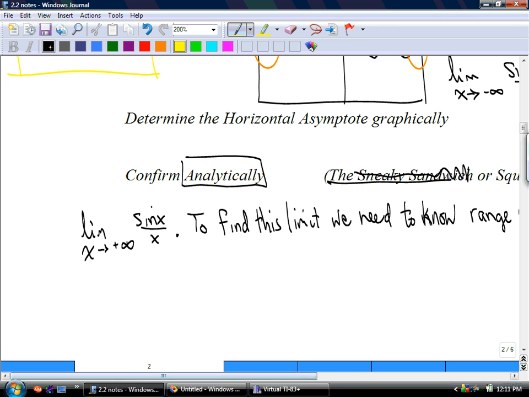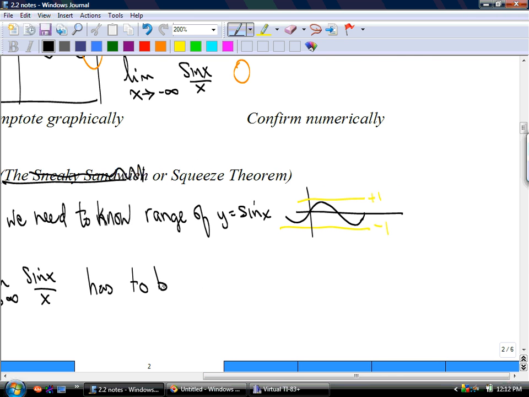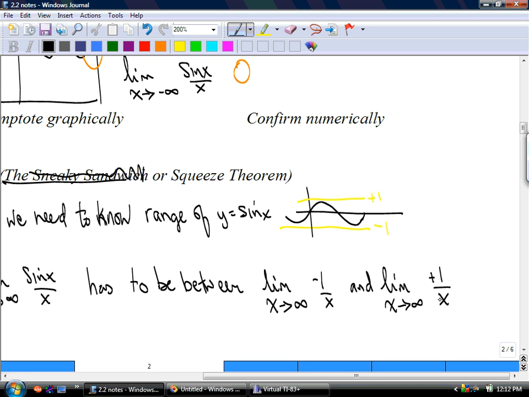Therefore, the limit as x approaches infinity of sine x over x has to be between the limit as x approaches infinity of -1 over x and the limit as x approaches infinity of +1 over x.